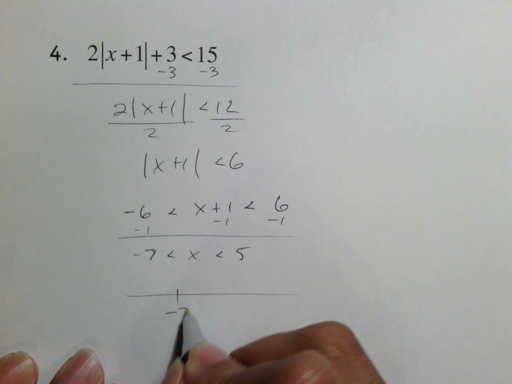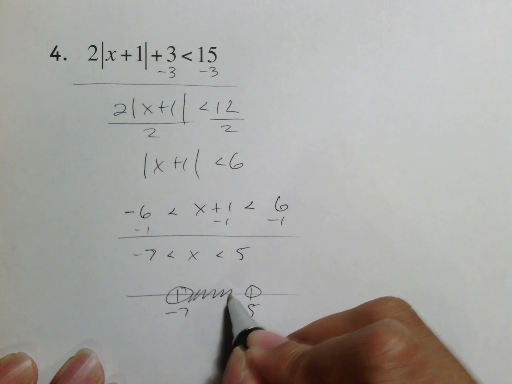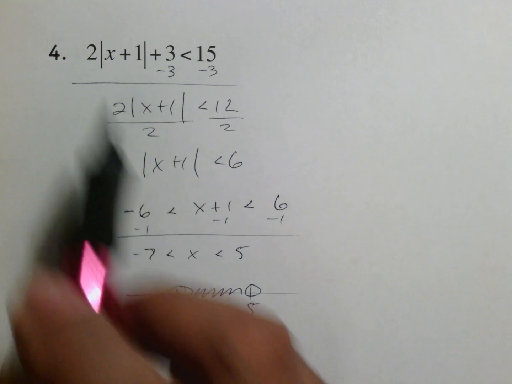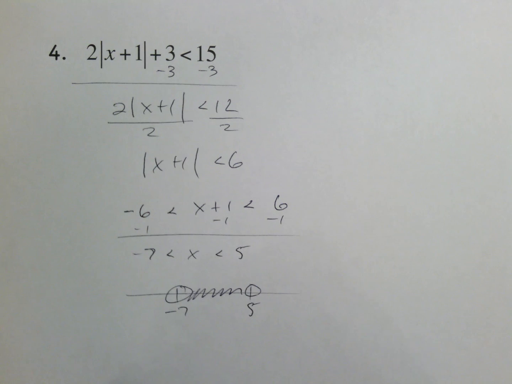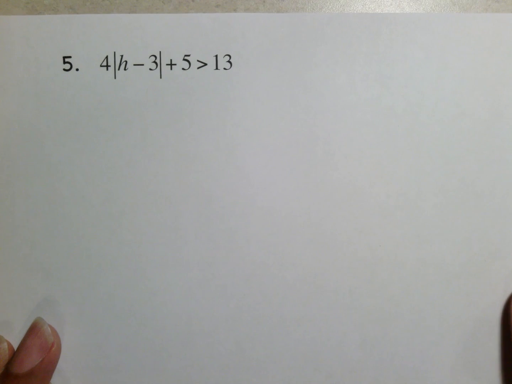Graphing this, negative 7 goes over here, 5 goes over there, and because x is in the middle, we shade the middle. So again, if you see a question where the absolute value bar is not alone on one side, you have to get the absolute value bar alone before you do any of the other work that we just learned. So that's really the only trick problems in this. Looking at number 5, same situation.